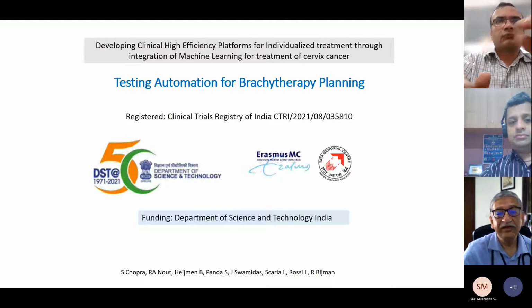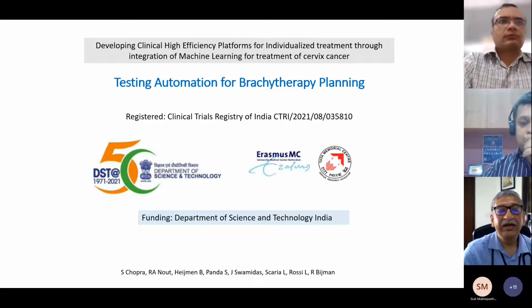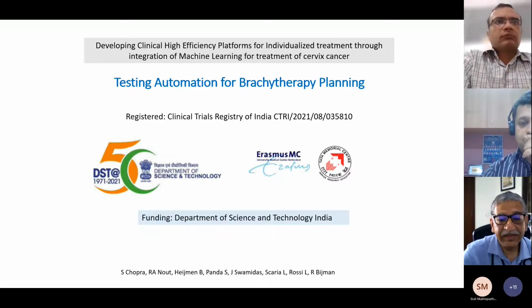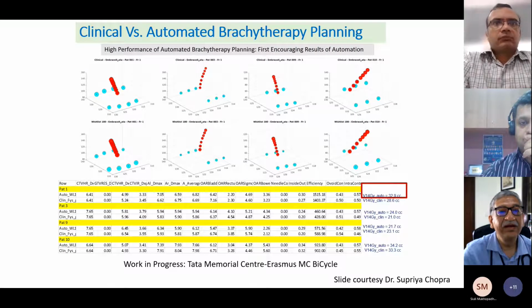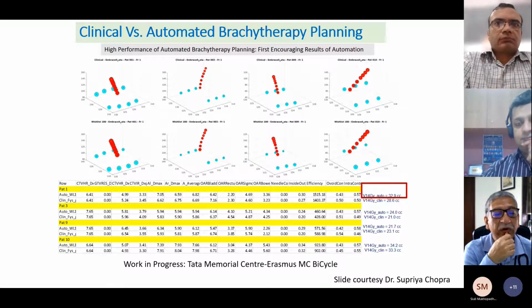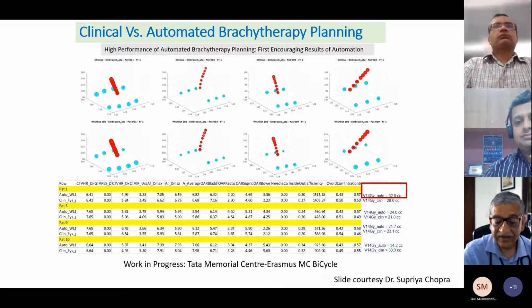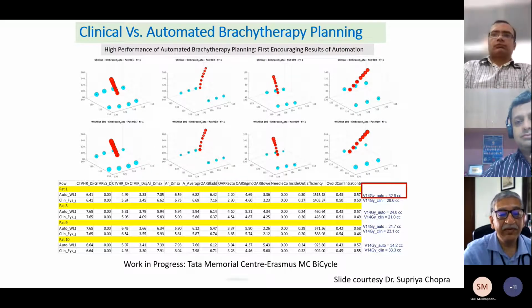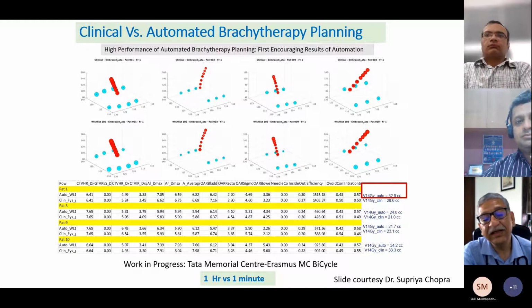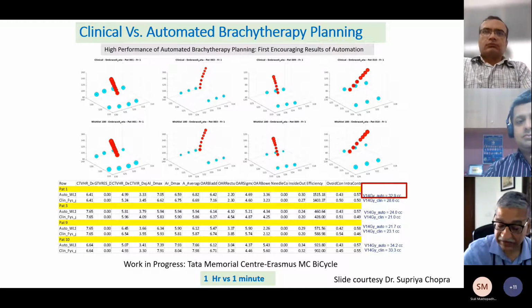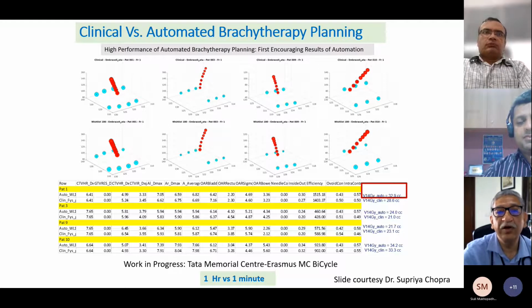The same automation is also being undertaken for brachytherapy planning. This is a project that is funded by the DST in collaboration with our colleagues from Europe. You can see that automated brachytherapy planning is also being undertaken, and the actual time is almost 1 hour for humans versus only about 1 minute for the automated plan.